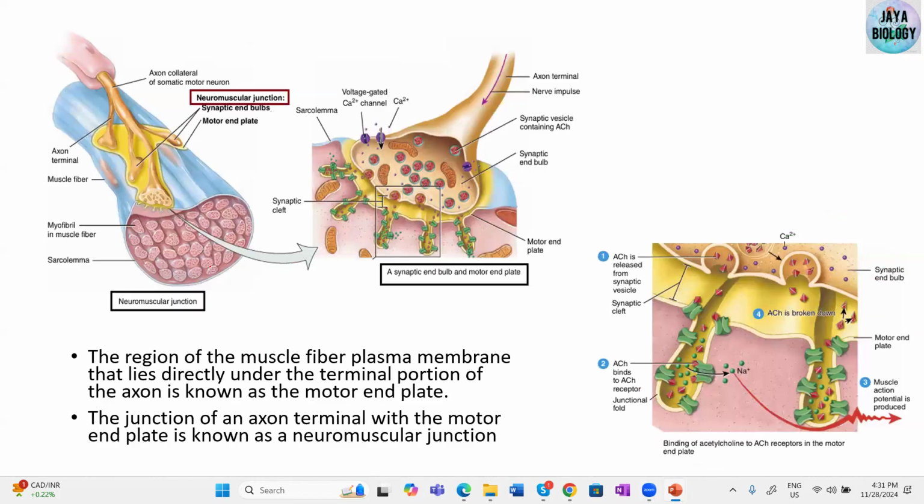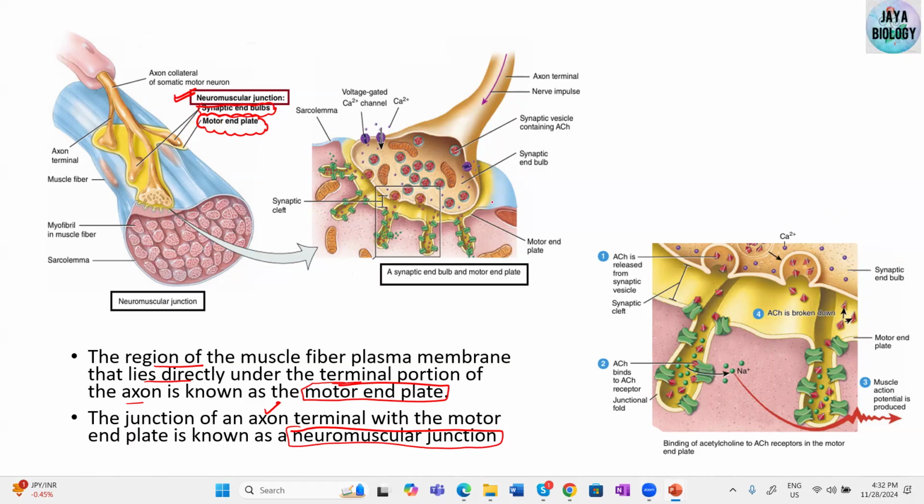See the next diagram also. See here, this is your motor end plate. The region of the muscle fiber which lies directly under the terminal portion of the axon is called the motor end plate. Clear? And the junction of the axon terminal with the motor end plate is known as the neuromuscular junction. So motor unit, motor end plate, and neuromuscular junction are easy for you now. This is the motor end plate and this is the synaptic end bulb. Together you can see they make the neuromuscular junction.